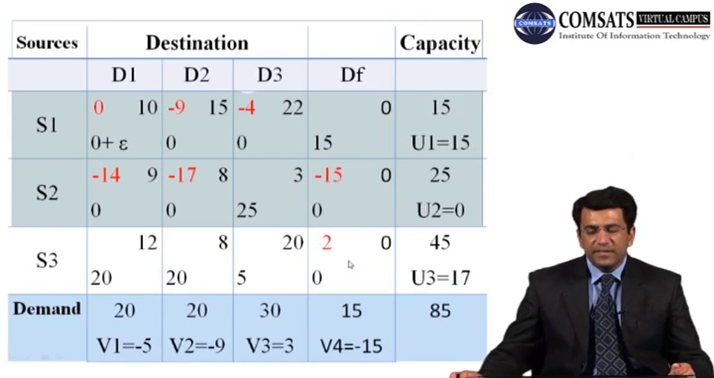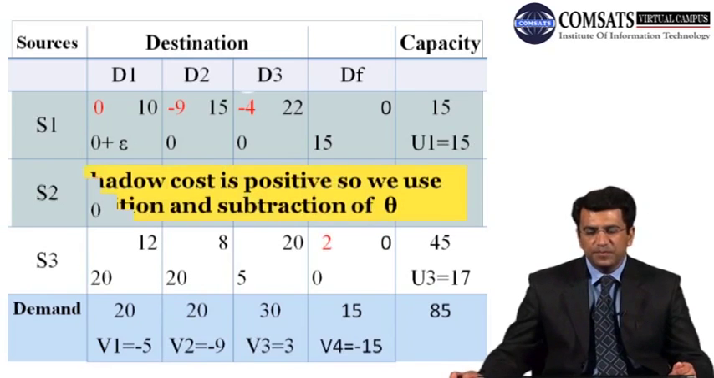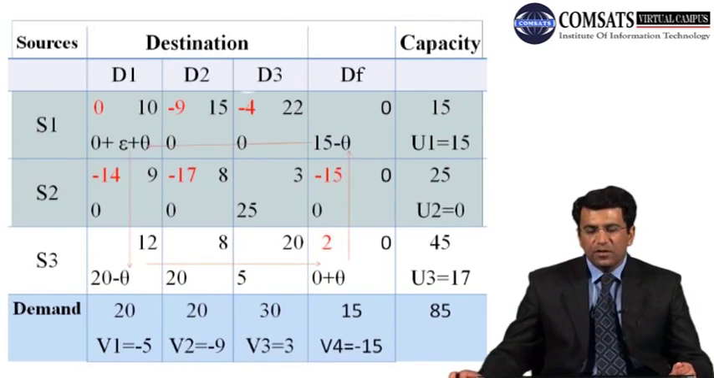So in this particular case, for this particular cell, we'll have to use the method of theta in order to find the value of theta, so that we can add or subtract the value of theta from a relevant loop. So we'll have to consider a closed loop for this particular cell. So students, again we are targeting this particular cell, that is S3DF, because for this particular cell the shadow cost is positive. The shadow cost for all the other cells is negative.